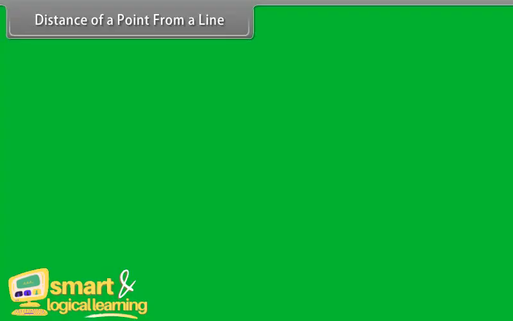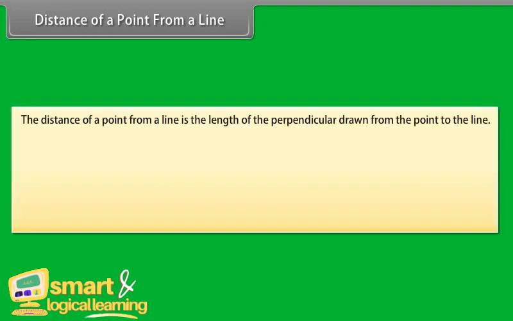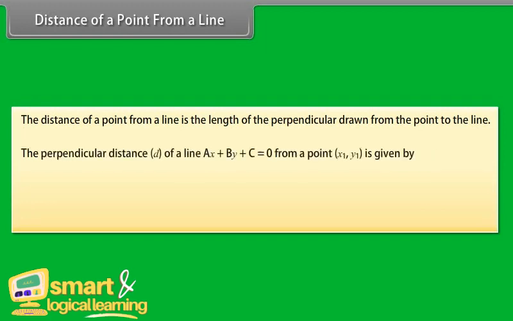Distance of a point from a line. The distance of a point from a line is the length of the perpendicular drawn from the point to the line. The perpendicular distance d of a line ax + by + c = 0 from a point (x1, y1) is given by d = |ax1 + by1 + c| / √(a² + b²).